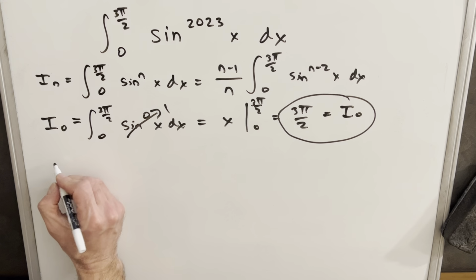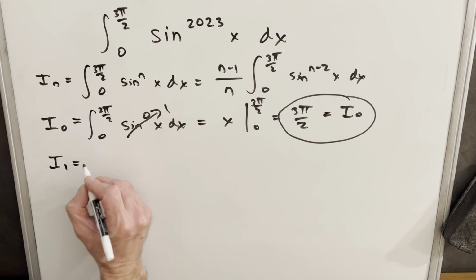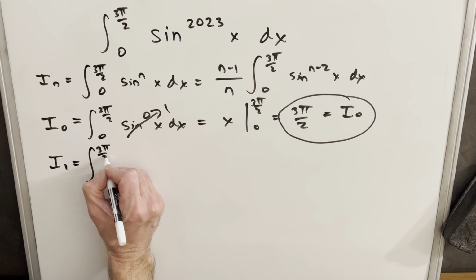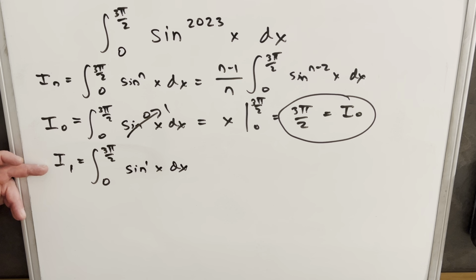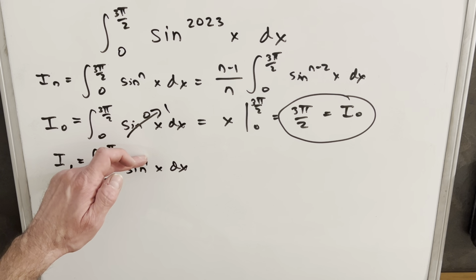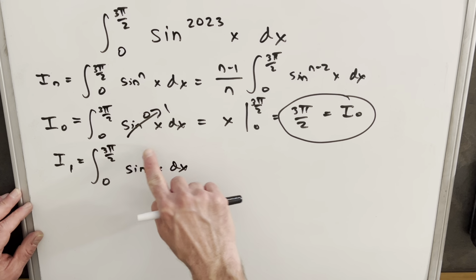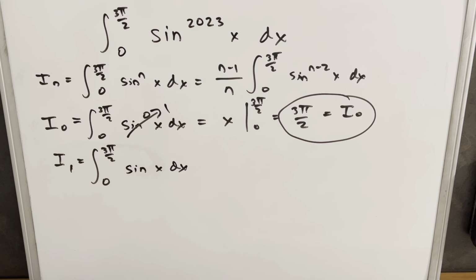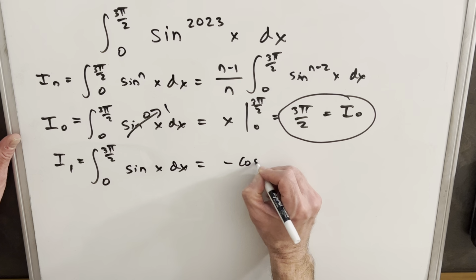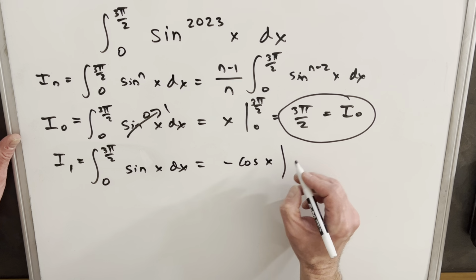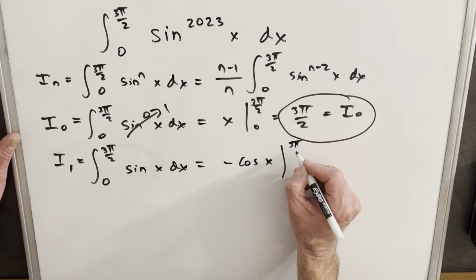Okay, that's easy, so let's do the same thing for I sub 1. Again, same bounds. Looking at I sub 1, we put in a 1 for our n, but we know it's just sine, so I'm going to delete that. And then we'll integrate this. The integral of sine is going to be minus cos x, evaluated from 0 to 3 pi over 2.